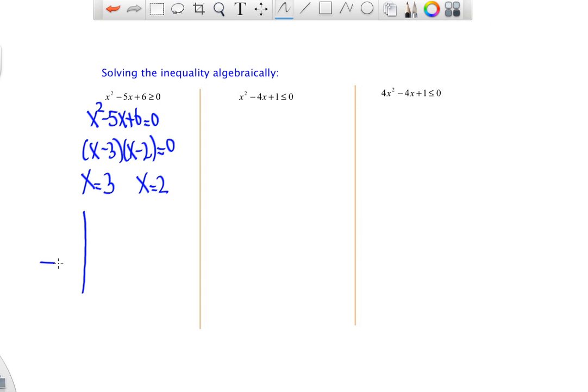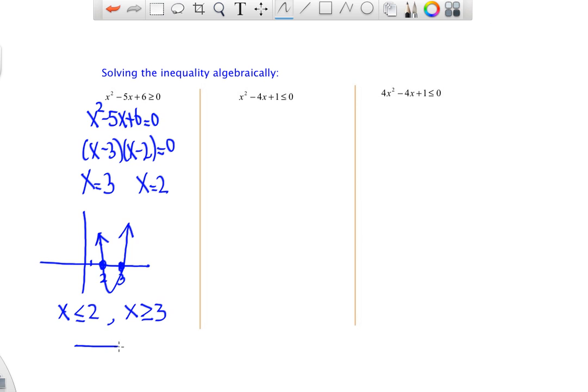So if you were to think of this in terms of a picture, 2 would be here and 3 would be there, and this quadratic, since that's a positive x squared, goes up, so it does this. So when is the quadratic greater than or equal to 0? Well, it's equal here and there, and then to the left and to the right. So the answers here are x needs to be less than or equal to 2, or x is greater than or equal to 3.